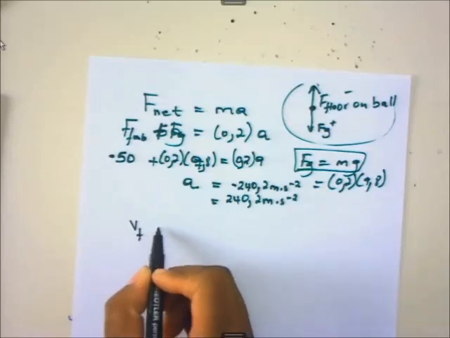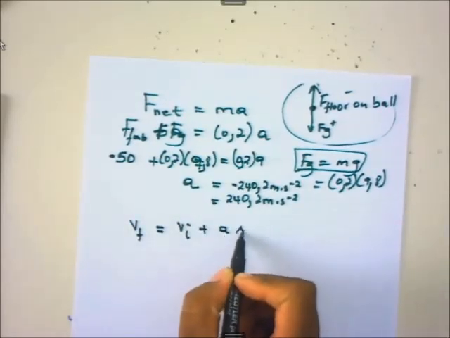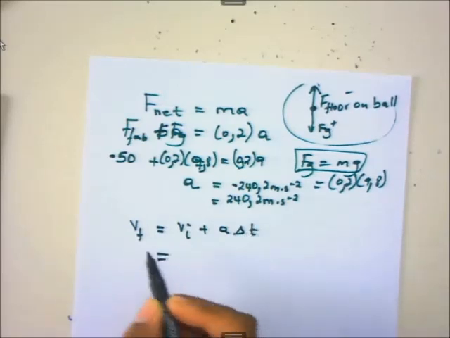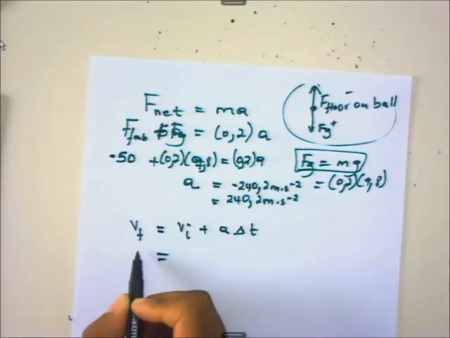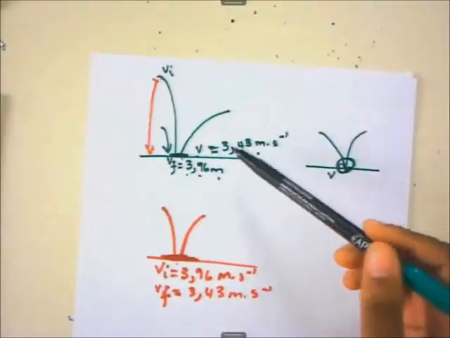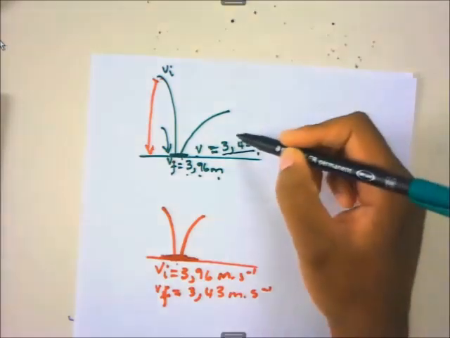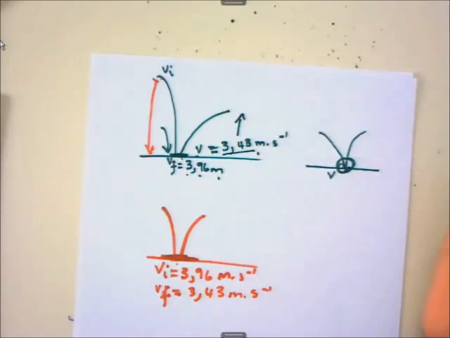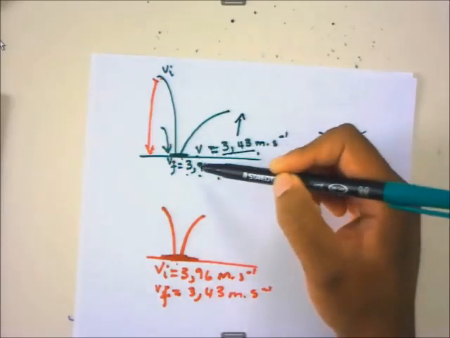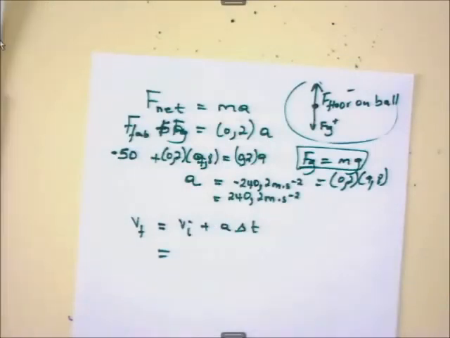So Vf is equal to Vi plus a delta t, whereby Vf is, remember I said to you, the ball bounces off with a magnitude of 3.43 meters per second. So Vf will now be 3.43, but now it is moving upward. And this one was moving downward. The initial velocity is now 3.96.